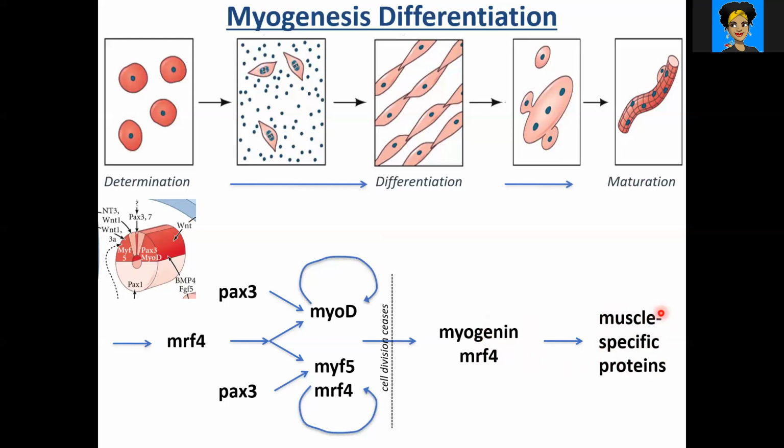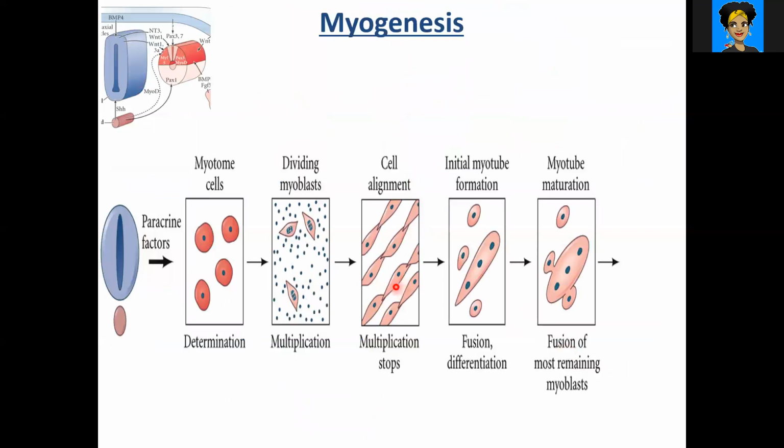And then you end up having muscle-specific proteins expressed. And so now you have a cell that really doesn't have any other option, right? It's going to become a muscle cell. And so now these cells are fated to become muscle. Once you have multiplication stopping, you have cells aligning, right? They're starting to form a line, starting to get closer to the muscle shape, right? What we know muscle to become.